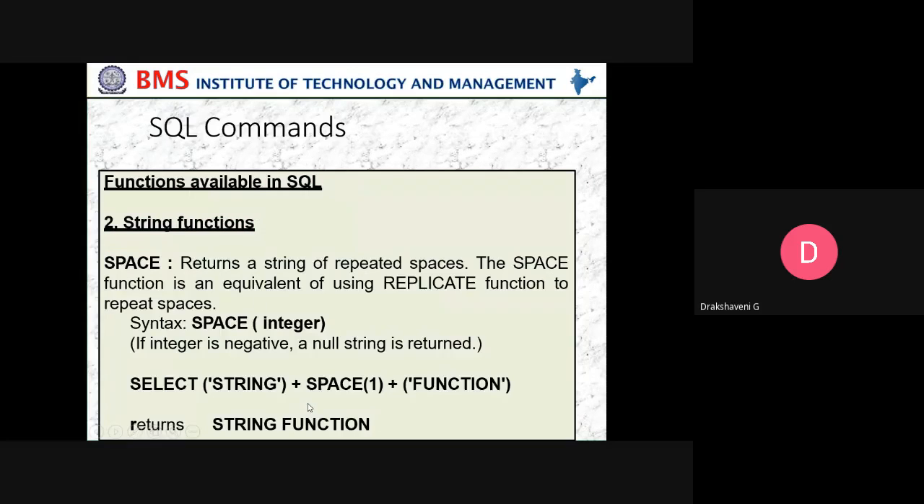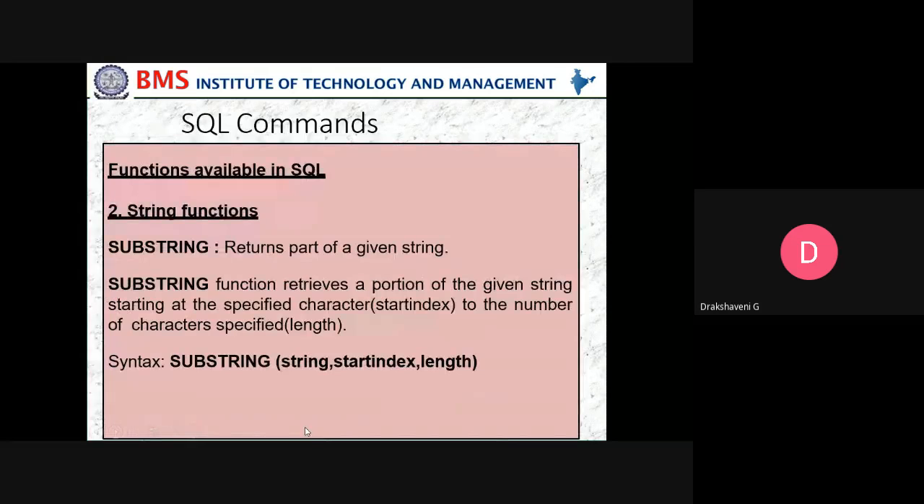So in this case we use a space function. The space function returns a string of repeated spaces. It is equivalent to using the replicate function to repeat a space. Space, then integer: select string plus space plus function. That's the string function.